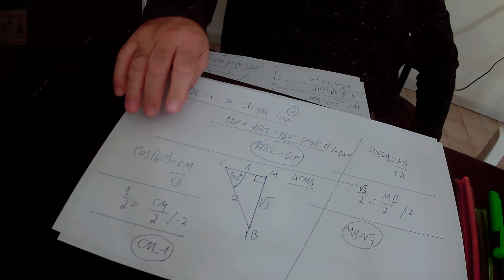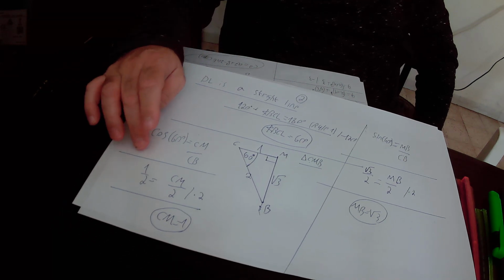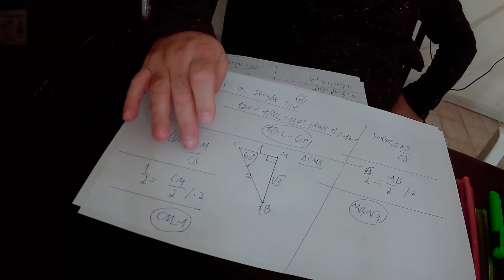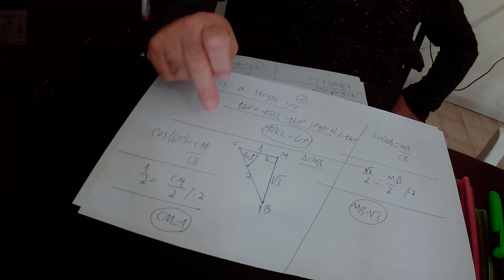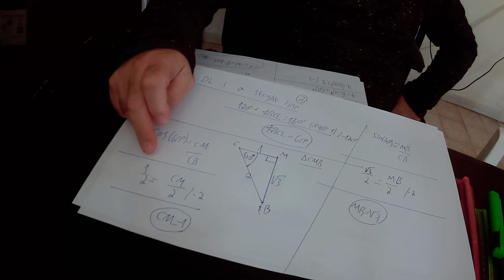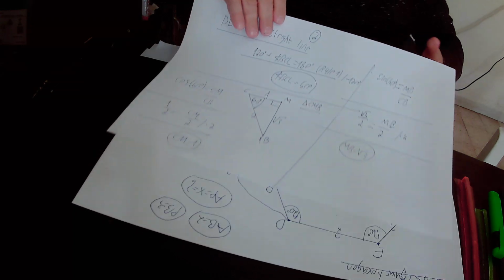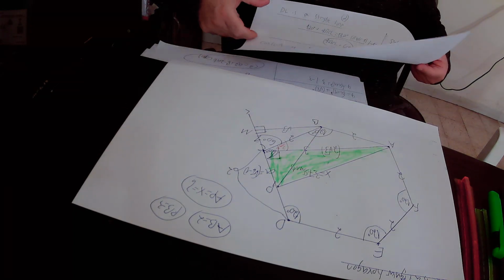Cosine 60 degrees is 1/2, so we substitute cosine 60 degrees by 1/2, and it is equal to CM over CB. CB is 2. Here we multiply this equation by 2 and find out that CM equals 1 unit. Here we can write down that CM equals 1 unit.